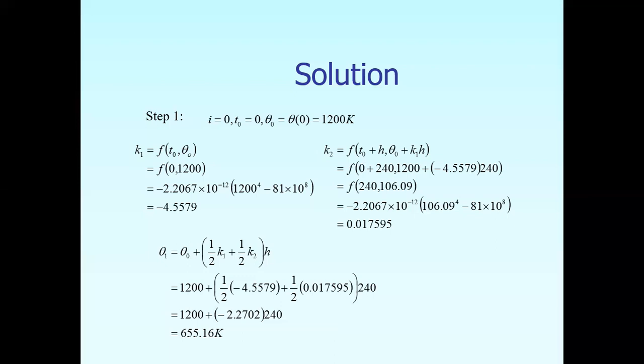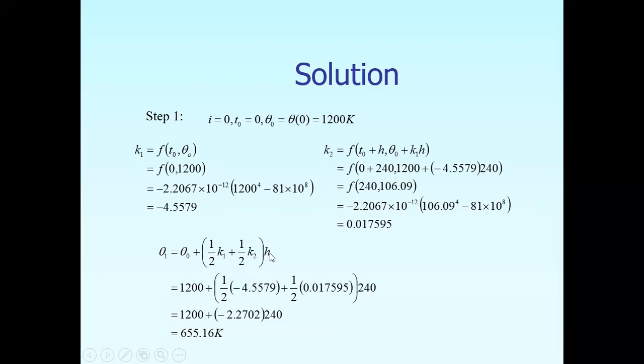And find the k2. k2 is equal to f of t0 plus h, comma theta 0 plus k1 into h, is equal to f of 0 plus 240, comma 1200 plus k1, k1 is minus 4.5579 into h. h is 240. That is f of 240, comma 106.09. Put the value of theta, that is 106.09, in that equation and solve. Then k2 is equal to 0.017595.